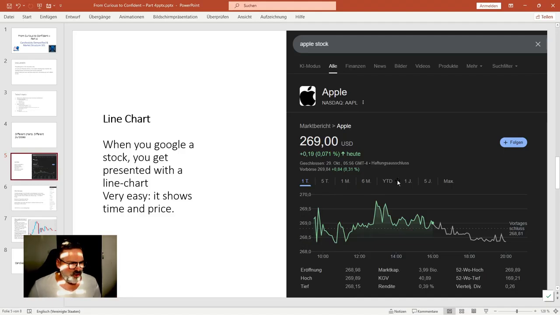Up here you can switch the time frame. It's important. This here is the daily chart. Then you can switch to 5 days, 1 month, 6 months, year to date, 1 year, 5 years, and max. So since this is set to 1 day, you have basically here 10 o'clock, 12 o'clock, 2 o'clock, 4 o'clock, and you have here how the stock is moving, time and price. It's the most simple chart.